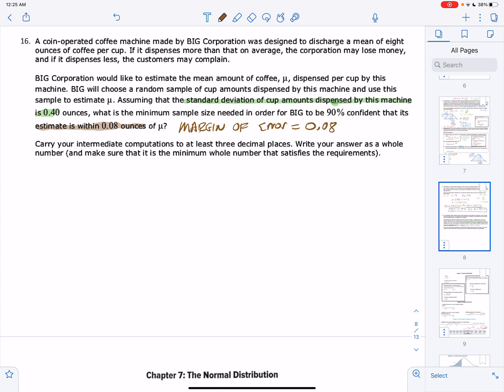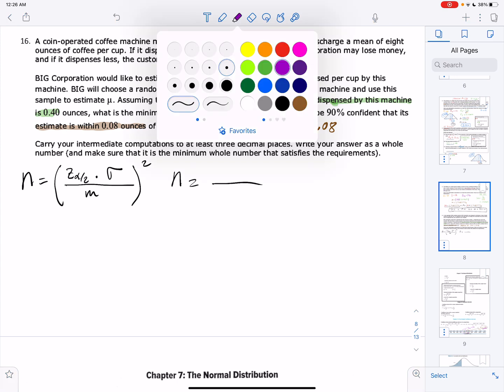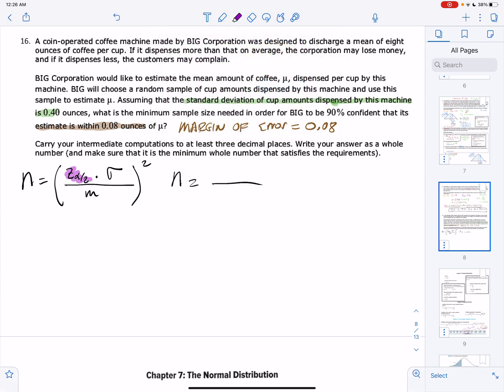But that formula happens to be this one right here. It says sample size equals our critical z sub half alpha times our sigma, population standard deviation, divided by margin of error m, and that gets squared. So no problem, we can do this. We have all the information needed. N equals, well, we're going to need a critical value for a 90% confidence interval. Let's go see if we can figure that out.